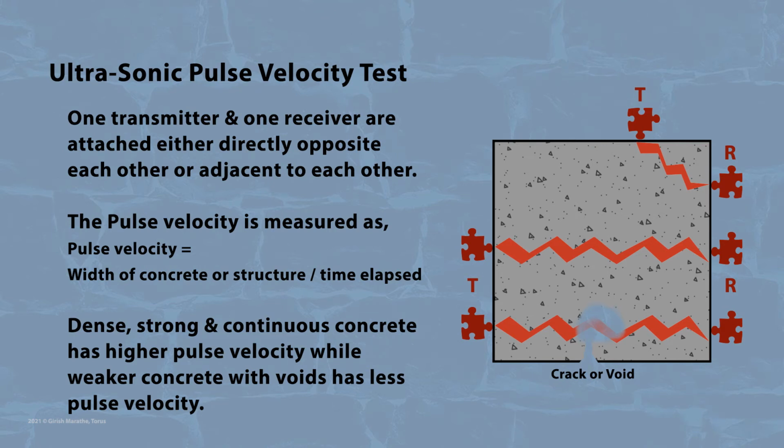One transmitter and one receiver are attached either directly opposite to each other or adjacent to each other. Transmitter transmits the pulse and receiver receives the pulse after a certain time has elapsed. The pulse velocity is measured as width of concrete or structure divided by time elapsed. Dense, strong and continuous concrete has higher pulse velocity, while weaker concrete with voids has less pulse velocity.